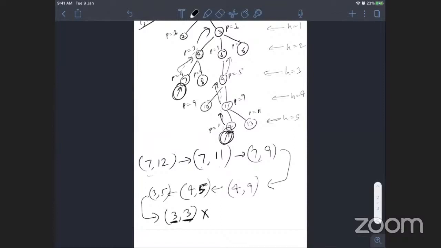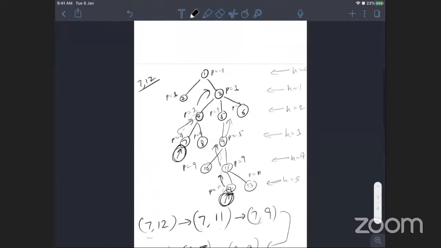At any of the previous stages, both the nodes never became equal, so you never stopped. The terminating condition for this algorithm is that both the nodes became equal. Once both the nodes became equal, this is the LCA. So 3 is the LCA, that's it. 3 is the lowest common ancestor.